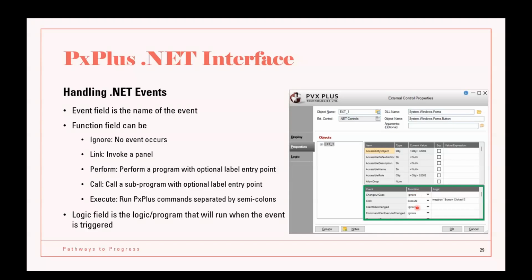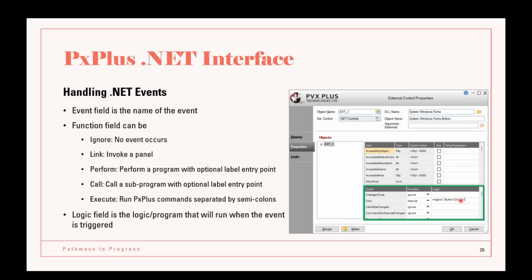You can link, so when this event happens, you can tell it to invoke a panel. You can perform, which will perform a program, and that can be just a program name or a program name and label. You can call a subprogram, also with program name and label specified, or you can execute. You can specify PxPlus code directly and separate statements via semicolons right in here. You would use that if you were trying to do something really simple, like 1 or 2 lines of code.